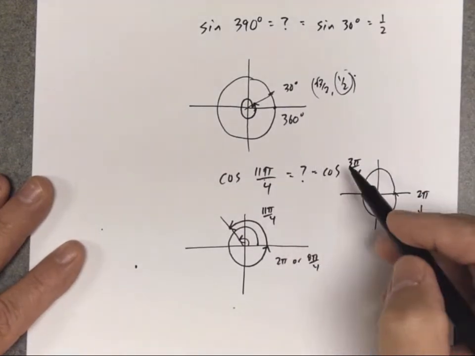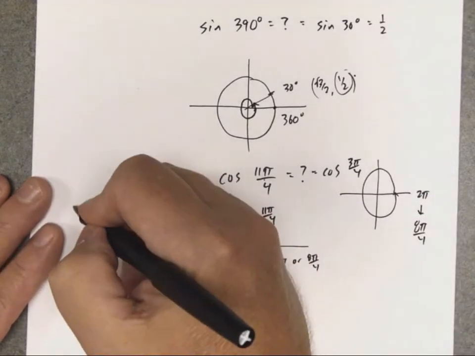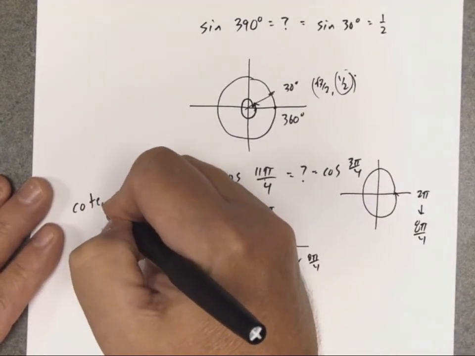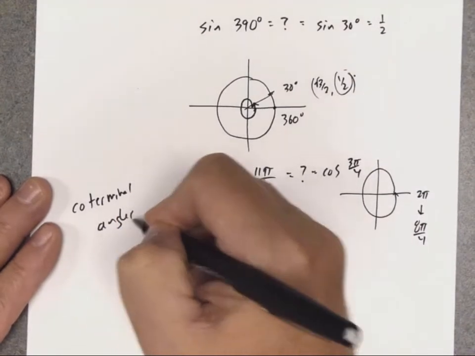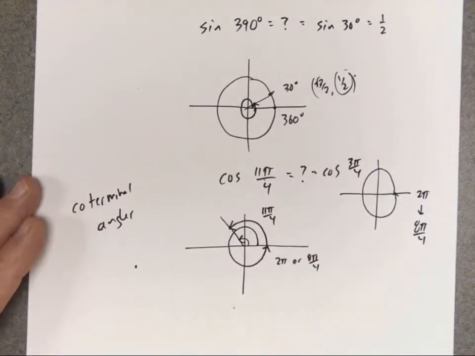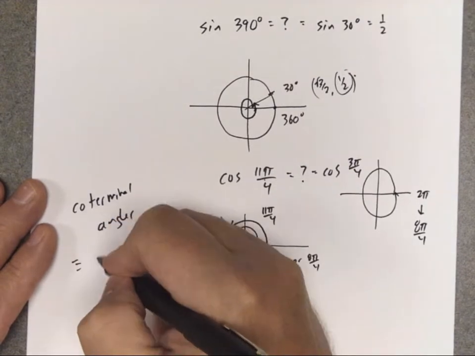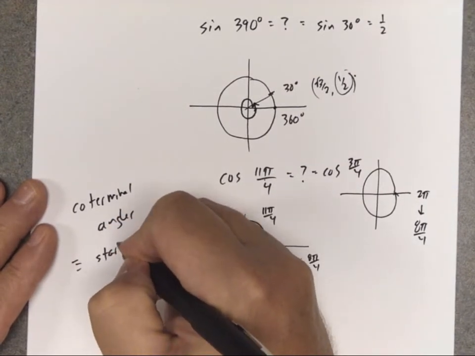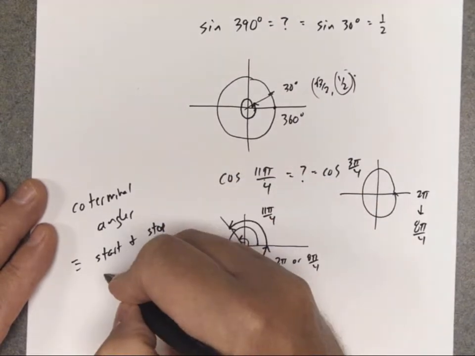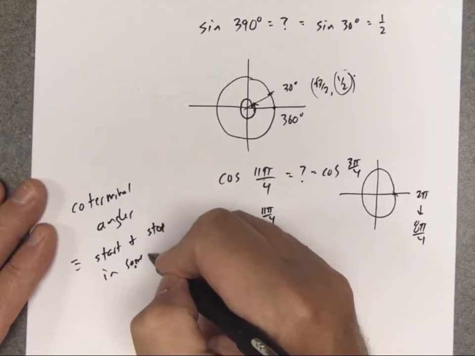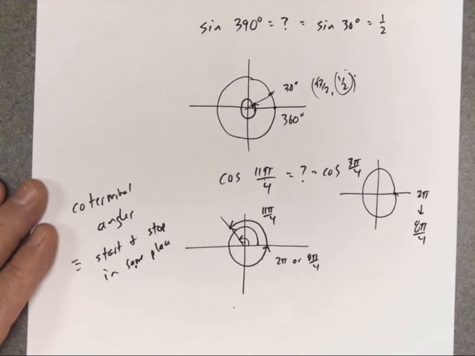11 pi over 4 and 3 pi over 4, these are called coterminal angles. Coterminal angles start and stop in the same place, right?